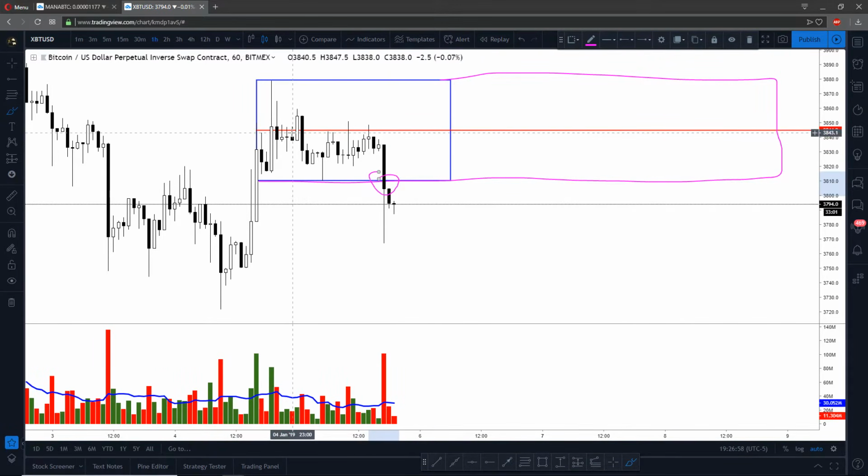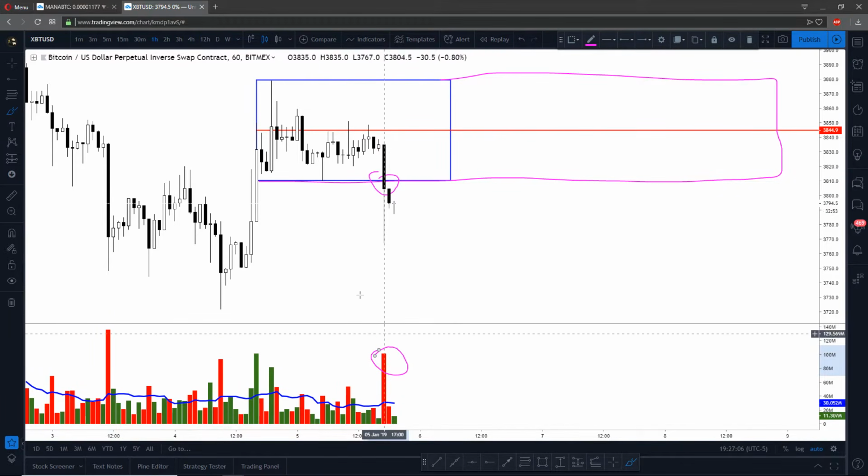This you probably would have taken, because that's the break of the distribution low on high volume. You see panic selling.